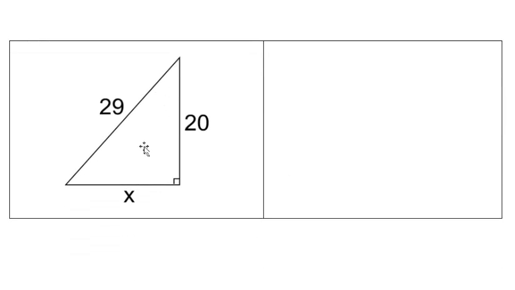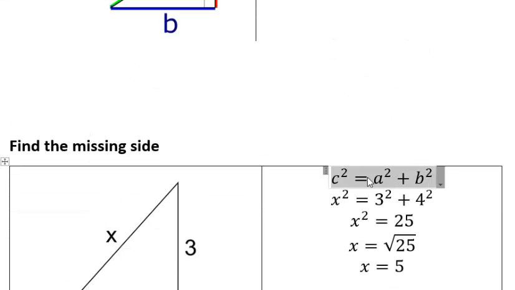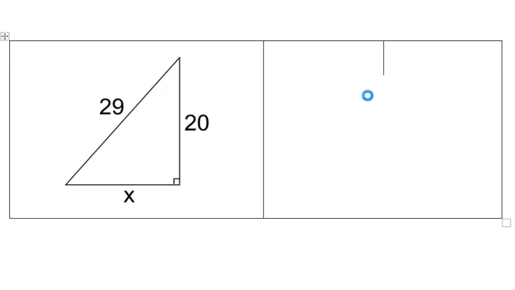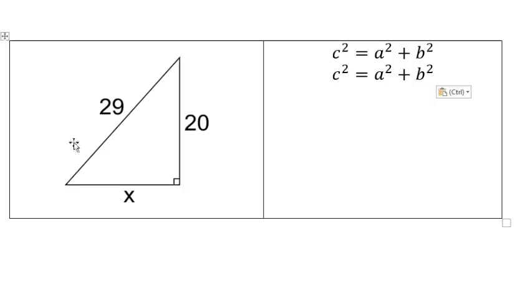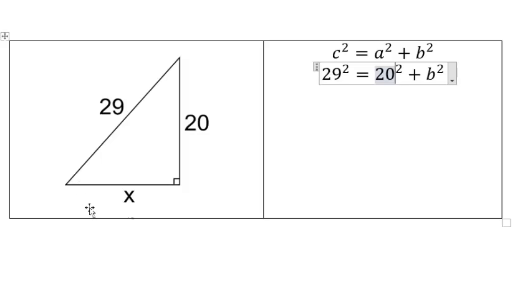Let's do another one. Okay, this one, I need to find x that is in this side. So remember, I need to use the formula of Pythagorean theorem. Okay, now what am I going to do with this formula? Well, I'm going to change the letters. Remember, c is the hypotenuse, the diagonal. So instead of c, I'm going to put 29. A is the height, so instead of a, I'm going to put 20. And b is the base. Instead of b, I'm going to put x.